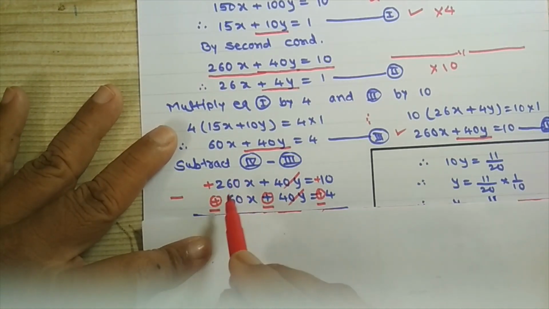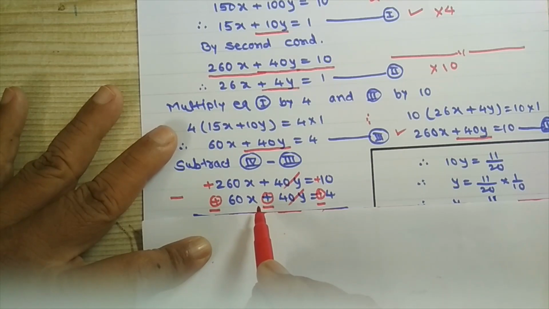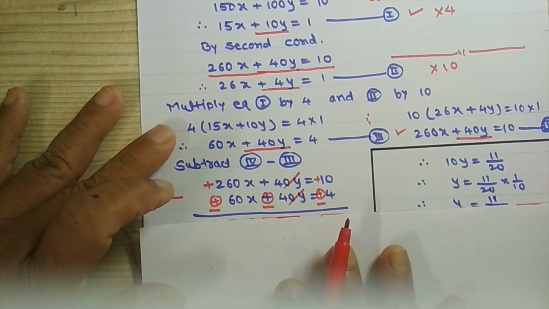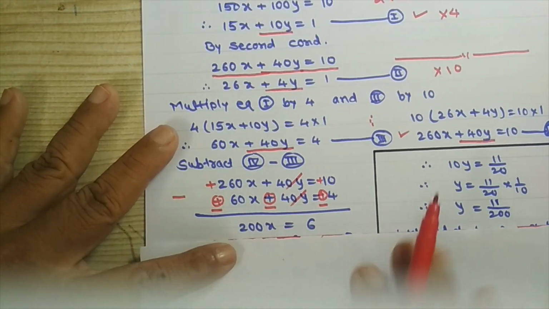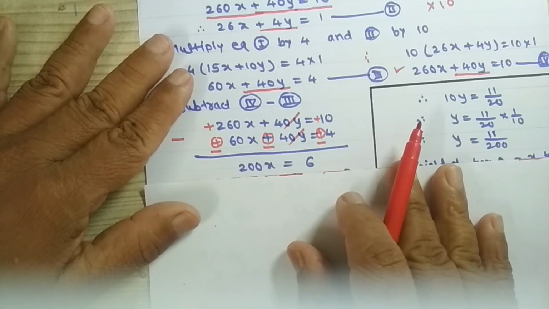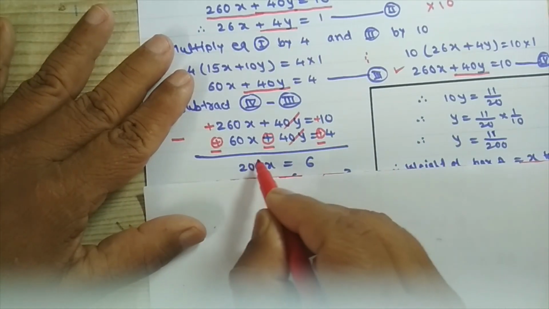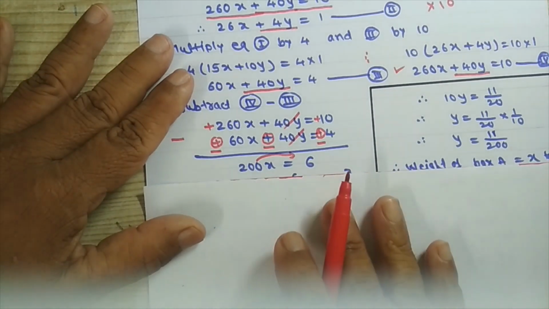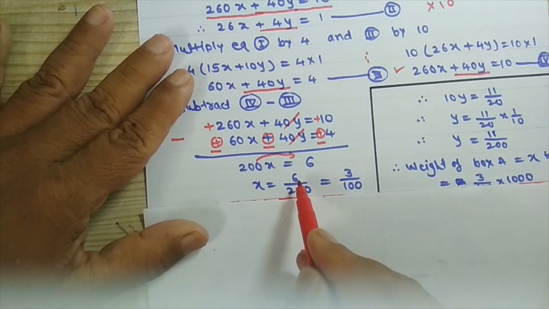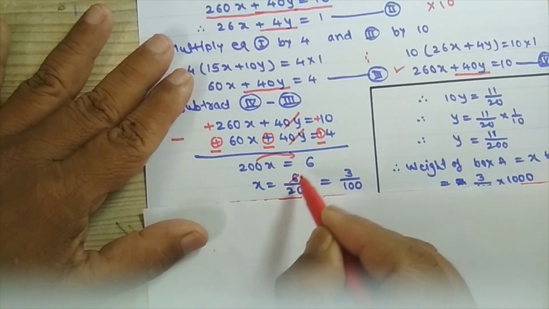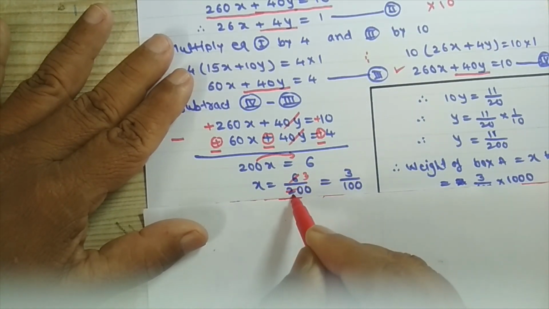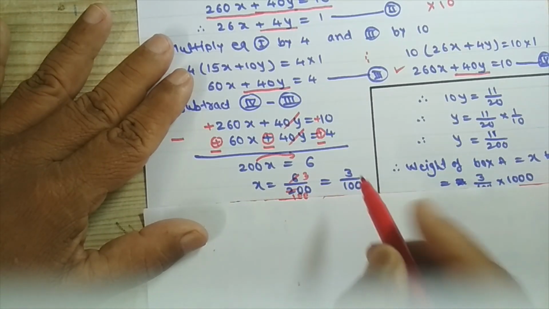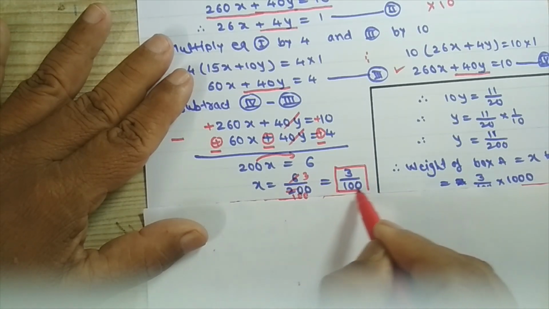Different signs, take the sign of the larger number: 260 minus 60 means 200, and 10 minus 4 means 6. Okay, means 200x is equal to 6. Finally we have to find the value of x, therefore we take 200 to the right side of the equality. It goes to the denominator, so x is equal to 6 upon 200. Simplify, 2 3s are 6, 2 1s are 2, 0 0 means the value of x will be 3 upon 100. That is the value of x.